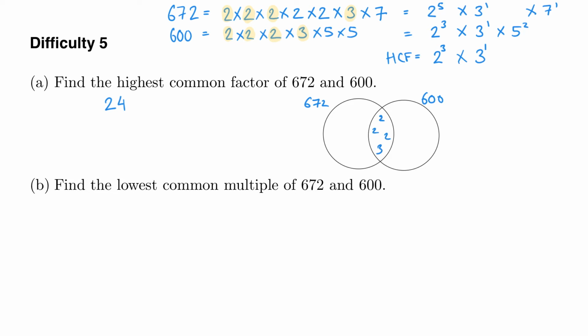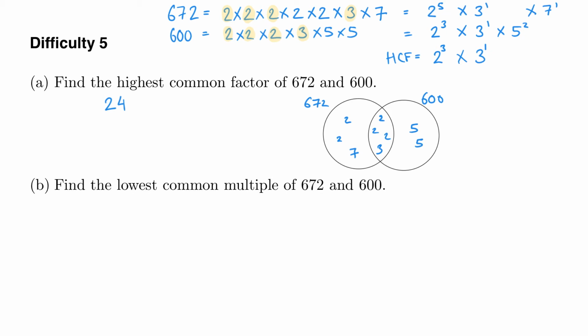Now 672 has also got another 2, a 2 and a 7. So another 2, a 2 and a 7 go in there. And 600 has got a 5 and another 5. So they go in there.